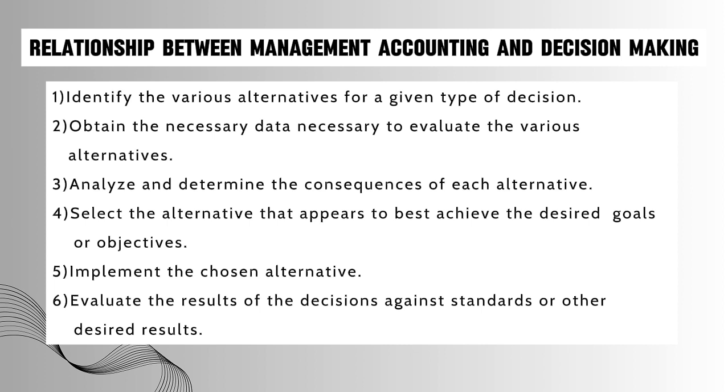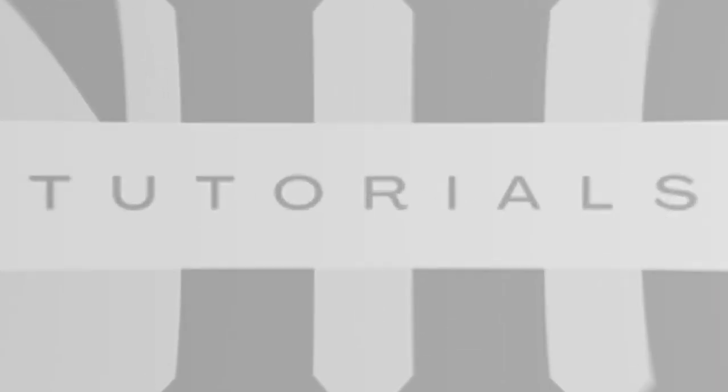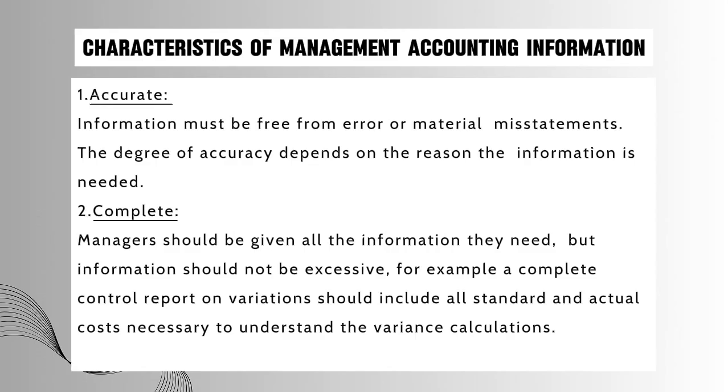Knowing that the information from management accounting is used to make decisions in a firm, let's have a look at the nature of such information and the qualities such information should possess. Characteristics of management accounting information. When taking decisions, management need the right information to enable them evaluate the various alternative courses of action accurately. The information must possess the following characteristics or qualities to make it useful.